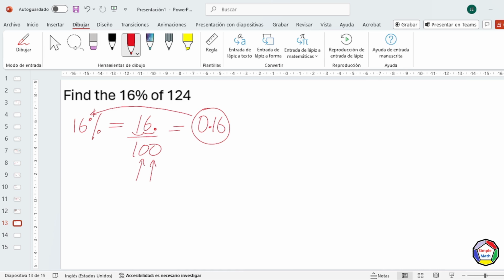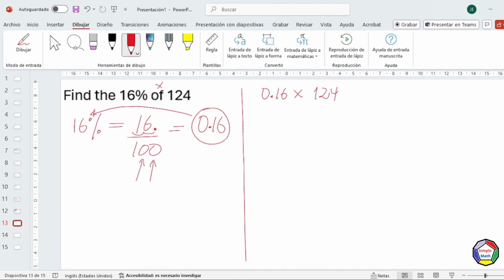So every time you have to calculate a percent of a number, my suggestion is convert that percent into a decimal. So the word of means multiplication. In other words, what we have to do is multiply 0.16 times 124. How do we multiply decimals? This is something you are supposed to know.